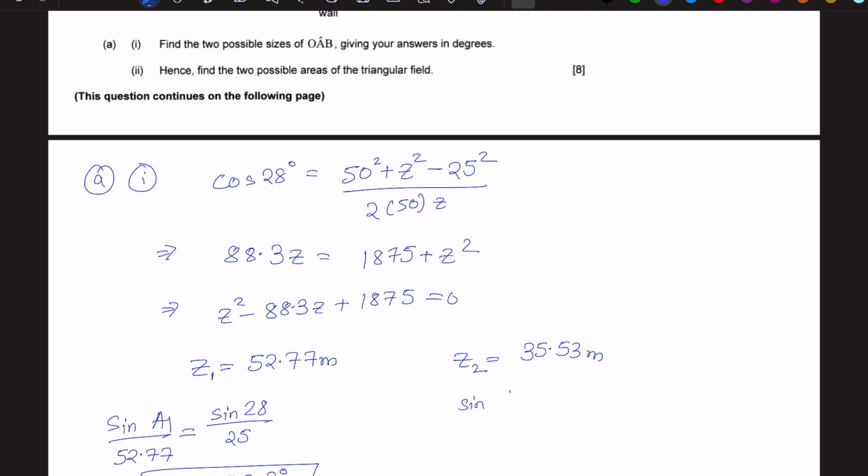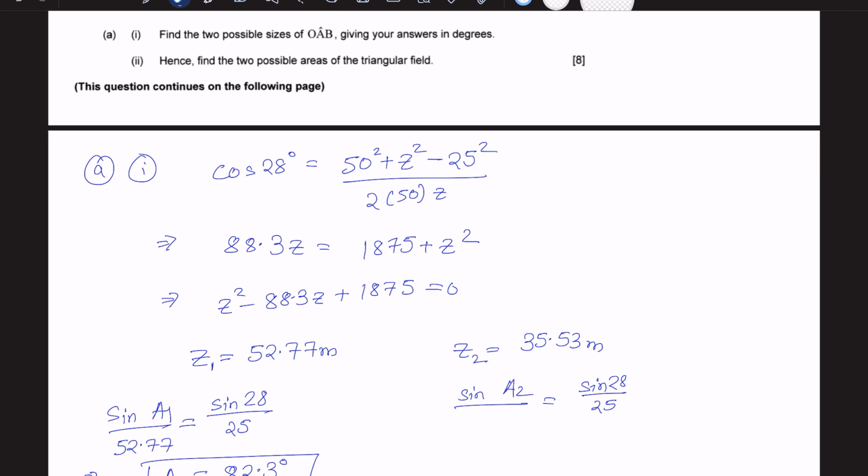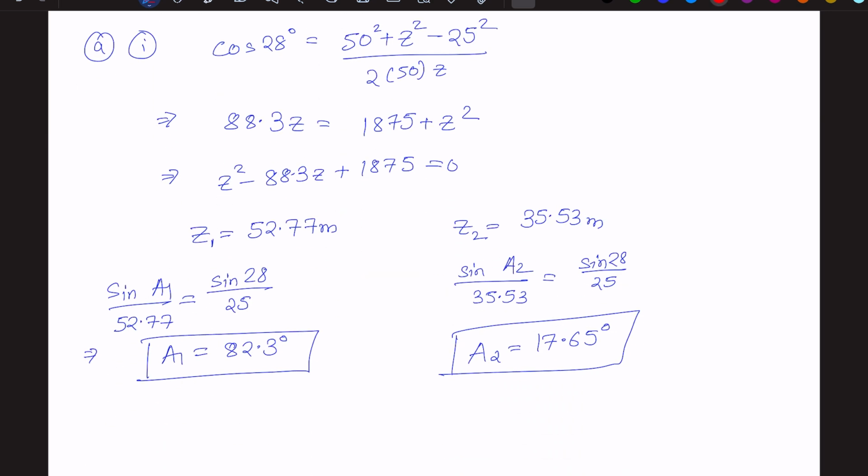And in this case, sin of A2 divided by Z2 would be again sin 28 over 25. And instead of Z2, I can plug in the value and directly solve this equation. So your A2 in this case would be 17.65 degrees. So these are the possible answers to this part 1. So OAB can have two possible sizes, either 82.3 degrees or 17.65 degrees.